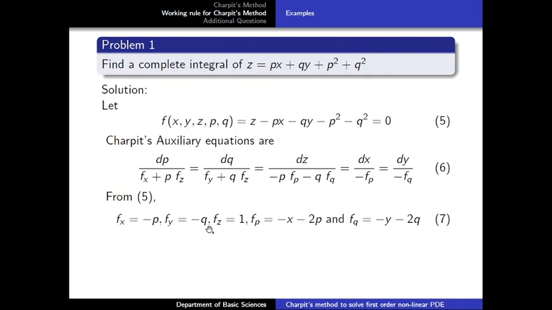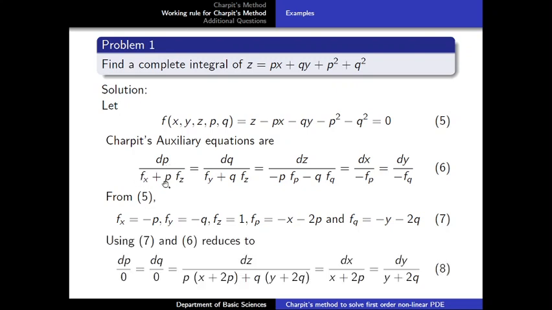Now let us substitute these values in the auxiliary equations, so that the first term becomes dp divided by fx value, which is minus p, plus p into fz value, which is 1. That is minus p plus p, it will reduce to 0. Therefore, the first term reduces to dp by 0. In the second term, fy is minus q, fz is 1. Here we have minus q plus q into 1. It also reduces to 0.